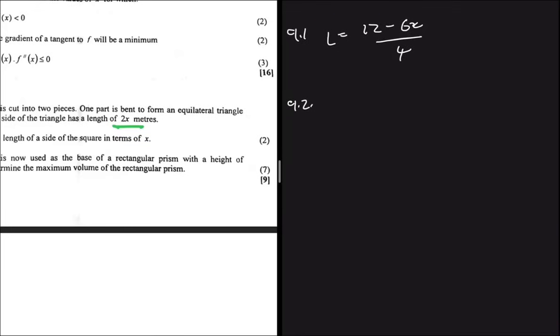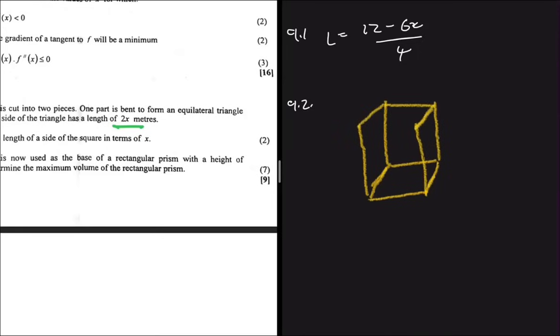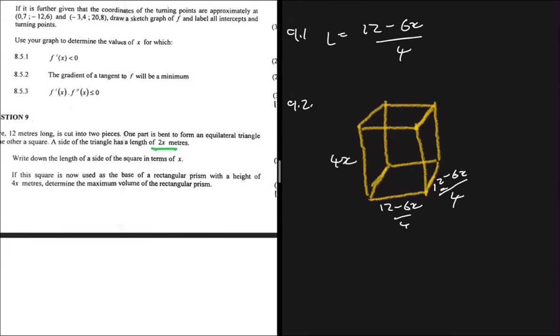So at the base, we have the square. And then we have our height there, and another square at the top. The side of the square, we know fully well, is 12 minus 6x divided by 4. Then the other side should also be 12 minus 6x divided by 4. And then the height is said to be 4x. So the question is asking us to determine the maximum volume of the rectangular prism.